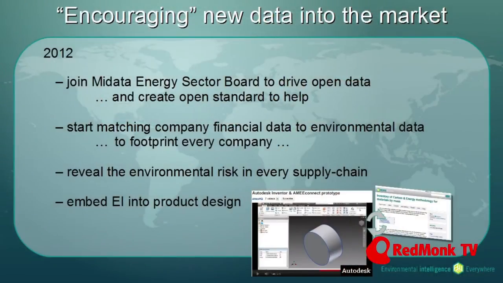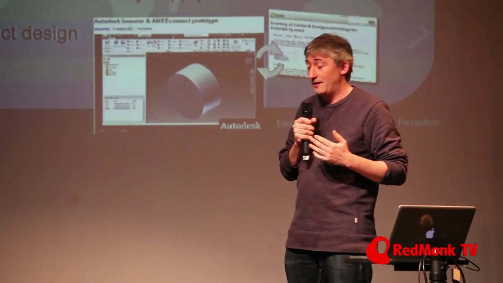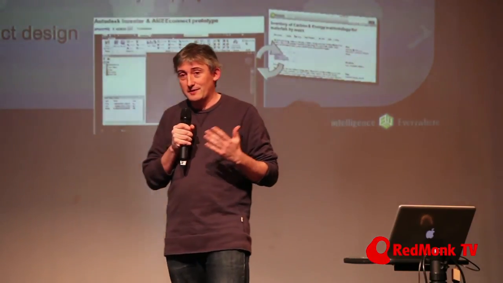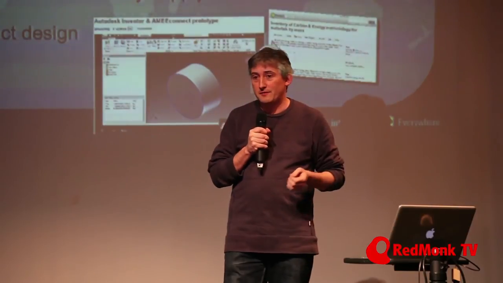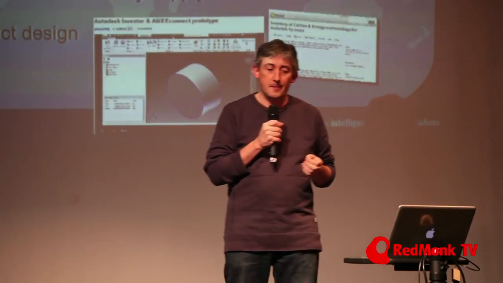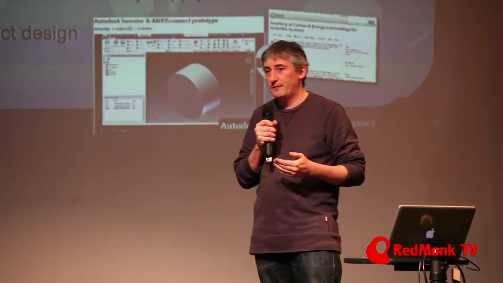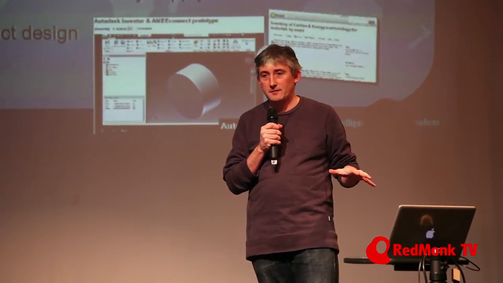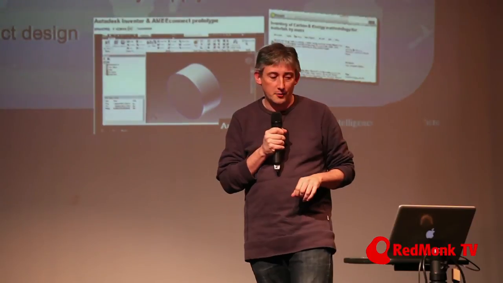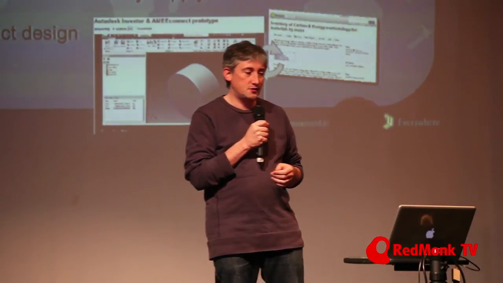We've started to match company financial data to environmental data. Here, our objective is to just footprint every company. It might sound kind of crazy, but again, Tim comes from a company where they've got financial information for 200 million companies worldwide. We got hold of data for 500,000 companies for the hackathon in the UK. So that's company name, full address, including postcode, turnover, sector codes, etc.